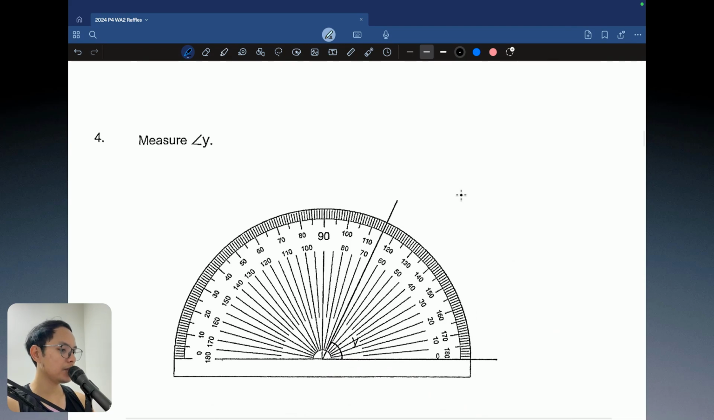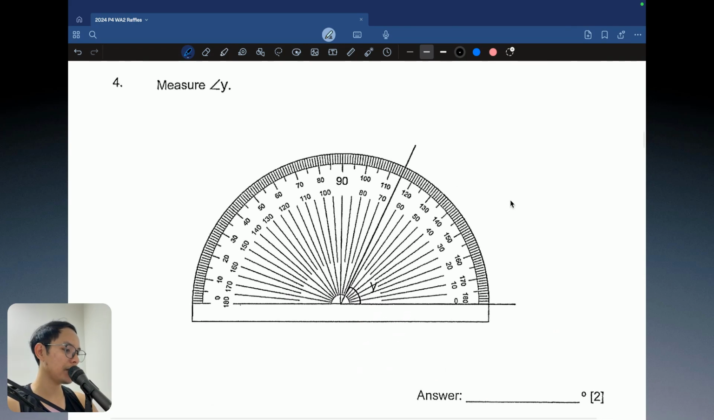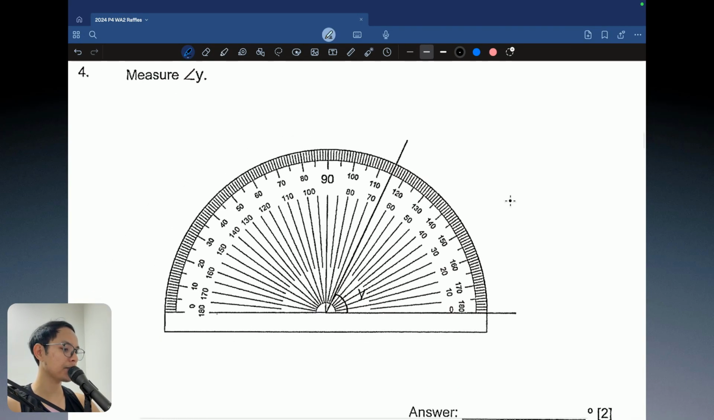Measure y. There is this protractor over here, so you can just measure it. Usually when you have a protractor, you see that there are two ends, one starting here, the other starting here. So always start from what number, 180 or 0? 0, right? Always start from 0 degrees when calculating angles.